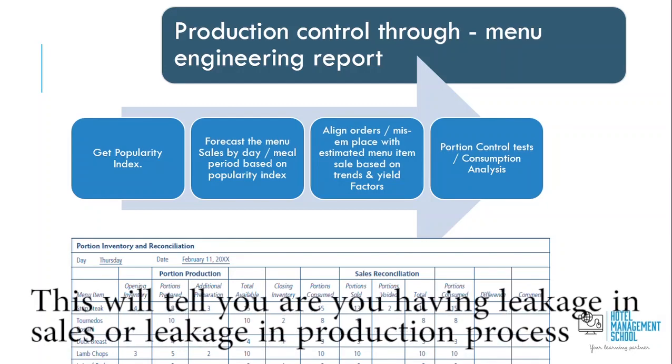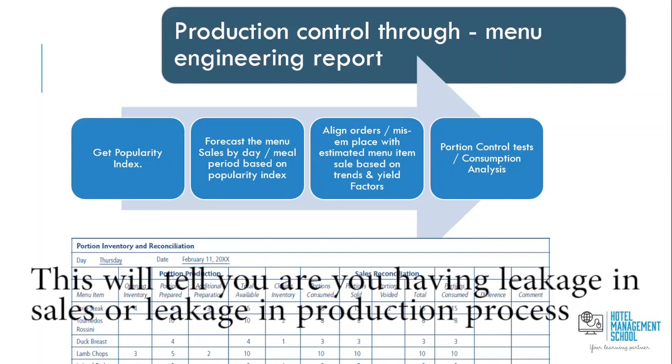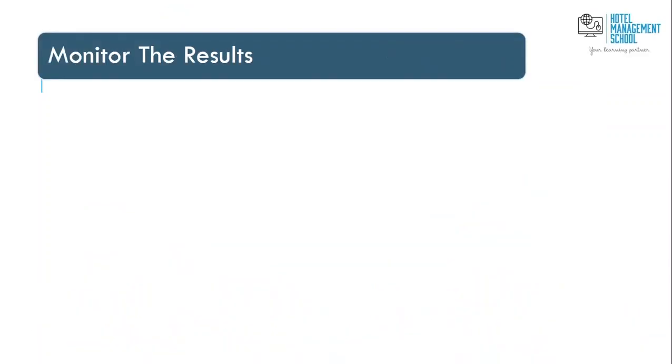Okay, so this will tell you, are you having leakage in the sales or are you having leakage in the production process. The final is monitor the results. So we have gone through the control parts. What are the different controls? What are the different types of tests that the cost controller is supposed to do? What are the different formats? And what are the key things that the cost controller needs to keep in mind?